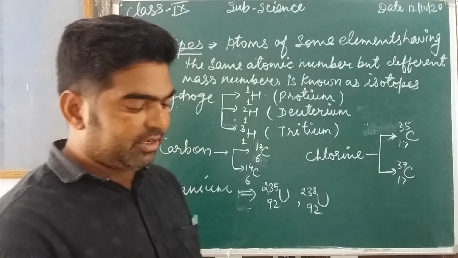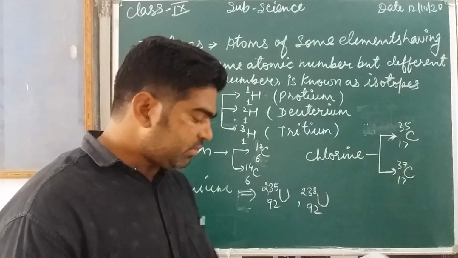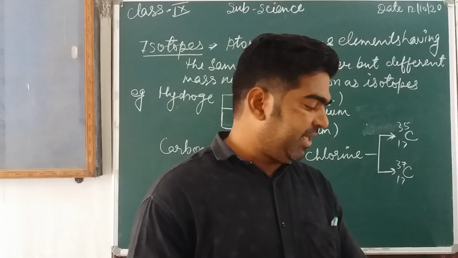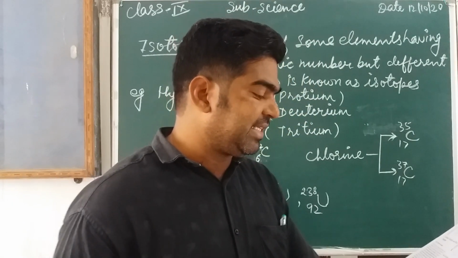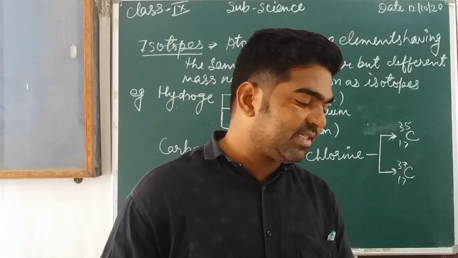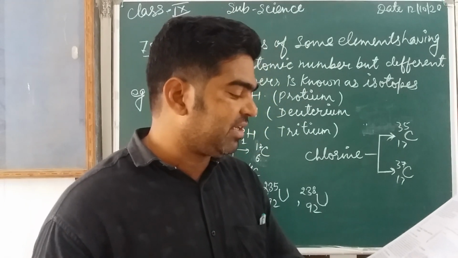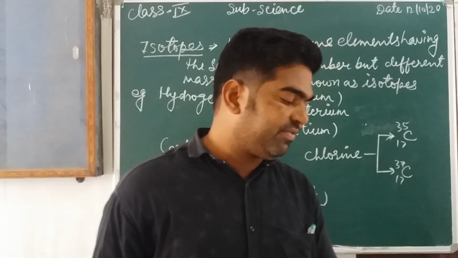Now see in your textbook, on page number 52. On the basis of these examples, isotopes are defined as the atoms of the same element having the same atomic number but different mass number.